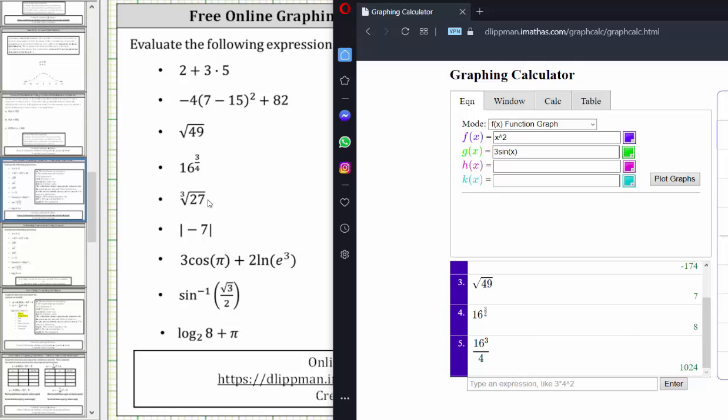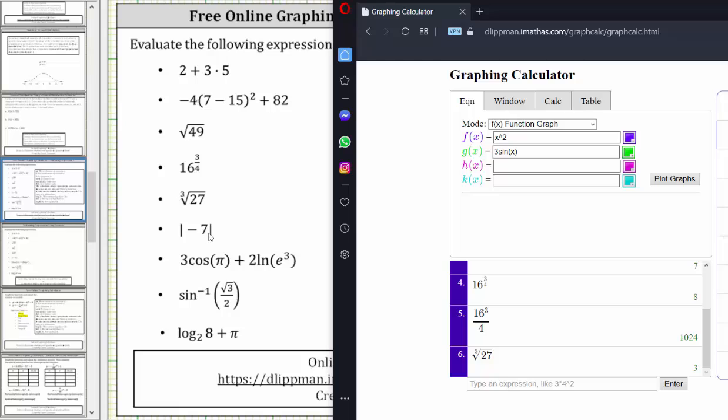Next we have the cube root of 27. Whenever we have a radical where the index is 3 or higher, we use different notation for the entry. We enter root, ROOT, and then we enter the index in parentheses. For a cube root, the index is 3, so we enter a 3 in parentheses, and then we enter the radicand of 27 in another set of parentheses. This is how we evaluate the cube root of 27, which we can see is equal to 3.